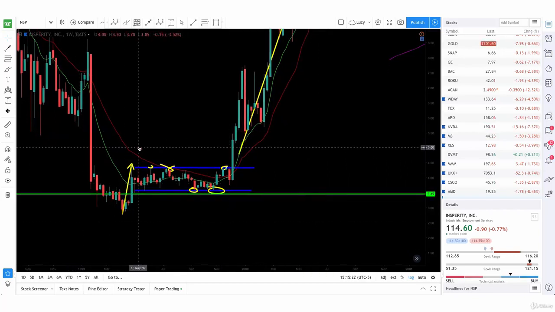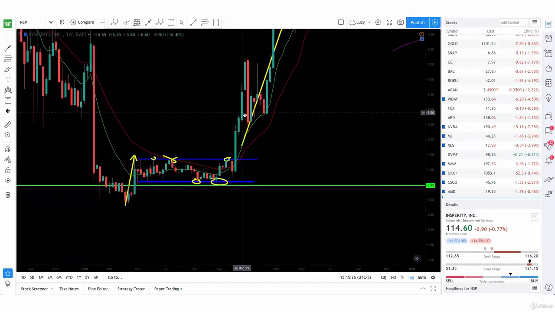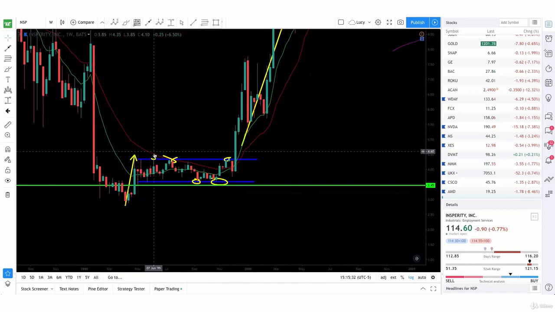Okay, so just keep in mind, rectangle bottoms and tops are usually continuation patterns. Okay? And make sure that you go with the trend, because the trend is always your friend. It's the best and safest way to do it. So during an uptrend, buy the supports. During a downtrend, sell the resistance.